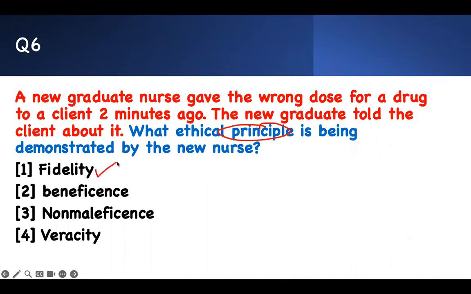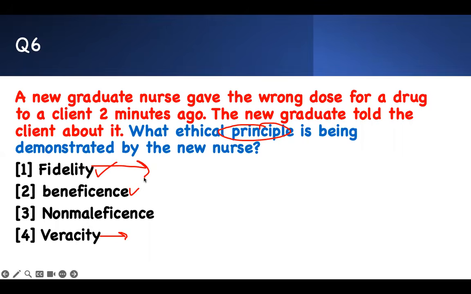Fidelity is not that, right? You know that this is not beneficence or nonmaleficence because it does not make sense. You are not doing harm or doing good, but it has nothing to do with the patient. You tell the truth even though it hurts. This is it. This is you keep your promise.